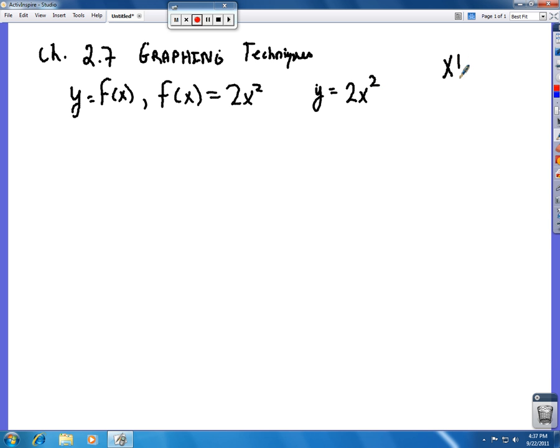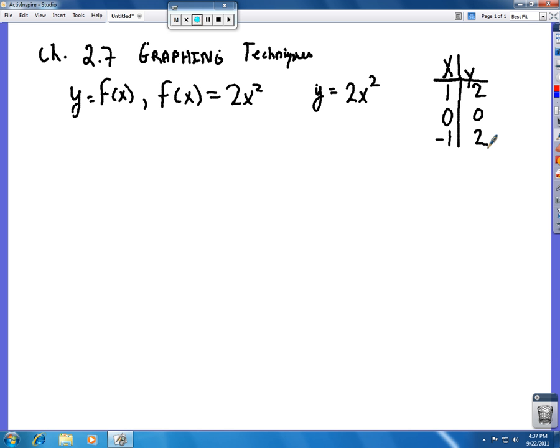with a little table like this, and just pick some easy numbers to work with. And these are the three numbers that I always choose. I think I mentioned this last section as well, but just use these three numbers to plug in for x. So 1 squared is 1, 1 times 2 is 2. 0 squared is 0, 0 times 2 is 0. Negative 1 squared is 1, 1 times 2 is 2 again.